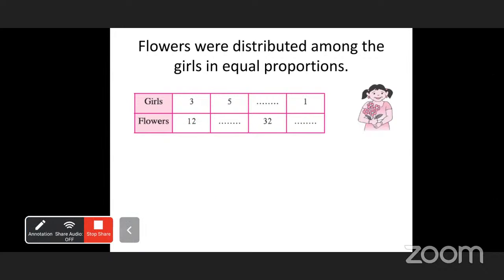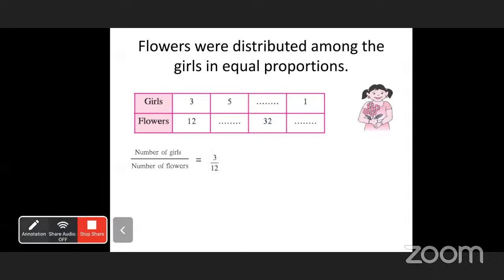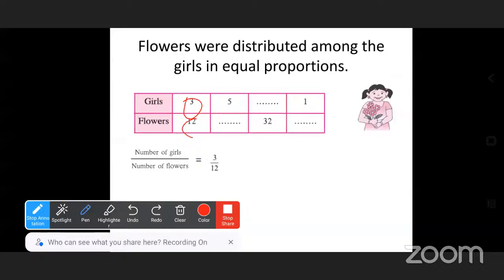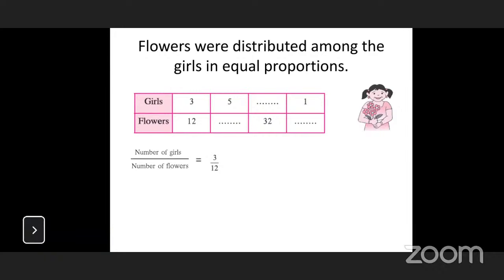For that, we are going to take the number of girls and divide it with the number of flowers. The values are already given: the number of girls is 3 and the number of flowers is 12. Let us see, 3 and 12 have a common factor. They can be divided by which number? Which is the number that is common between 3 and 12?